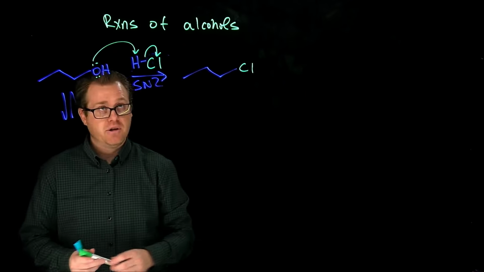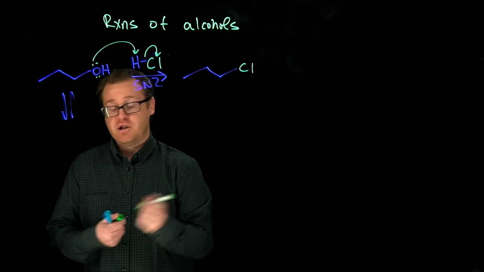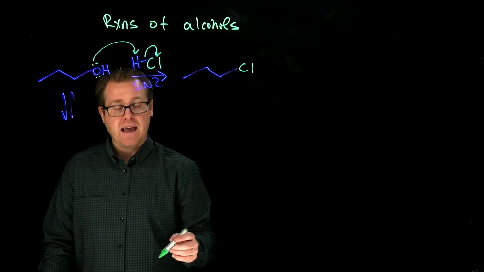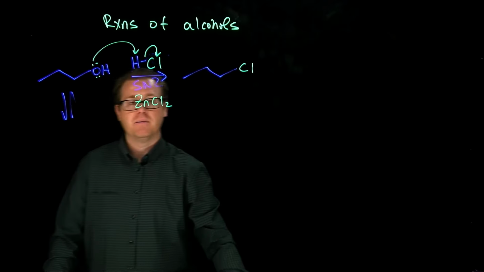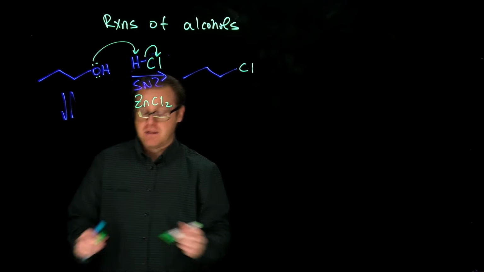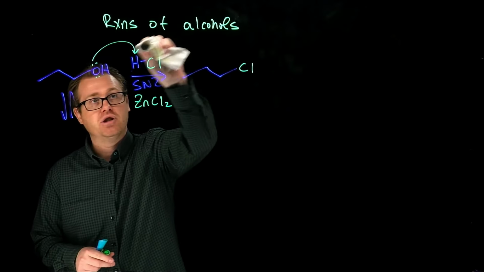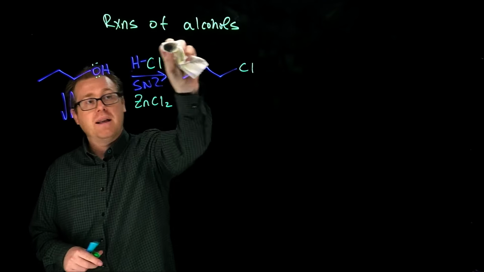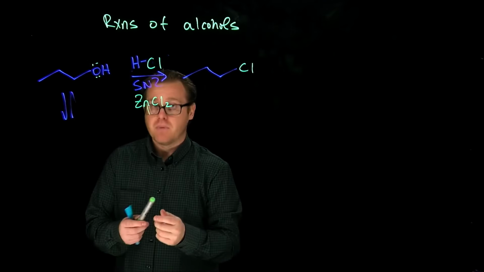And so what you have to do is soup this up a little bit. It's still an SN2 mechanism, but you have to add a catalyst. You're going to add zinc chloride. So the mechanism changes slightly here. It's still going to be SN2, but now what's going to happen is something a little bit different.